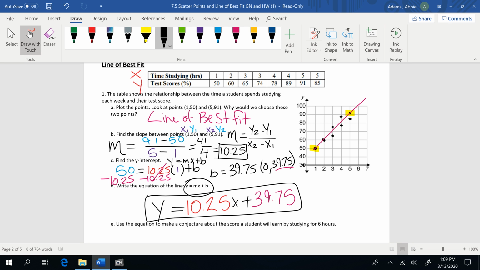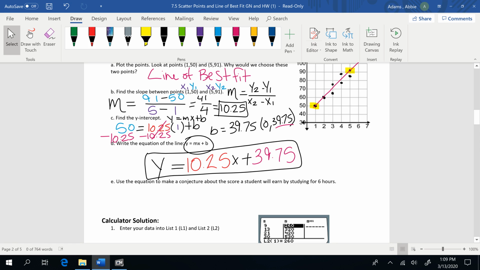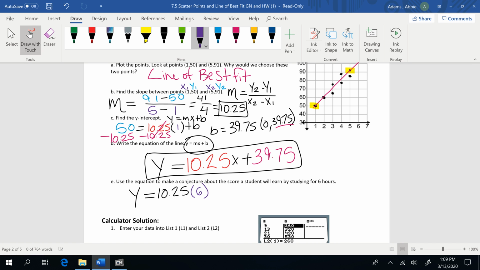Alright, let's look at step E. So we're going to use this equation to make a conjecture about the score a student will earn by studying for 6 hours. Well, that means he is studying for 6 hours. That's what we should use for our x value. So let's insert 6 for our x value. So I'm going to say y equals 10.25 multiplied by 6 plus 39.75.